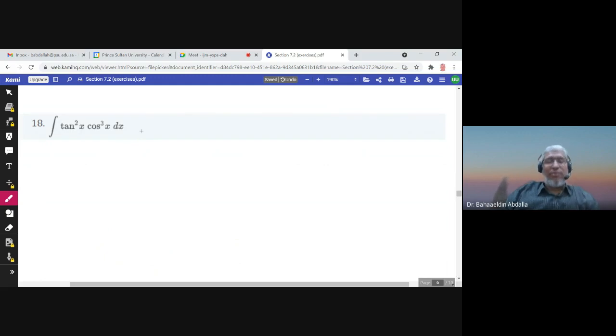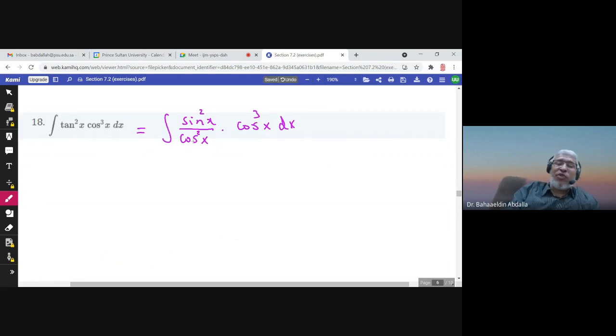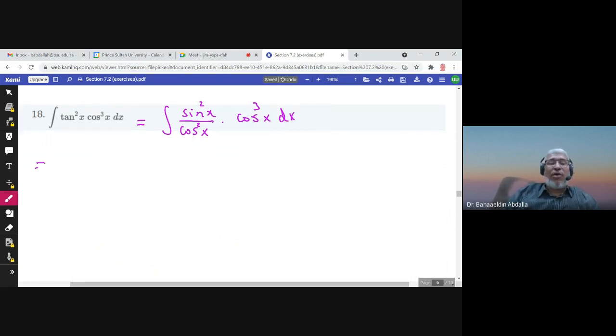Tan square. Well, what is tan? It is sine over cosine. So I have sine square x over cosine square x times cosine cube x. Well, I can cancel cosine cube with cosine square, and I will be left with what? 1 cosine in the numerator.